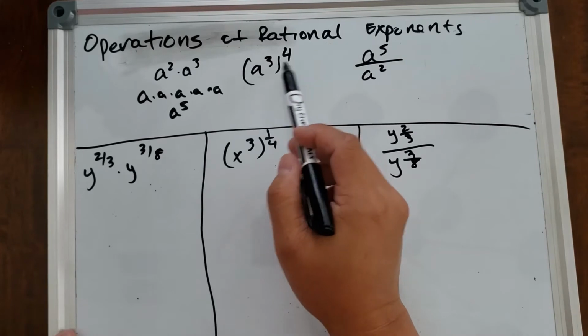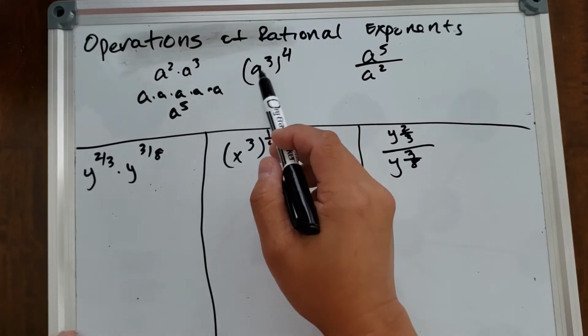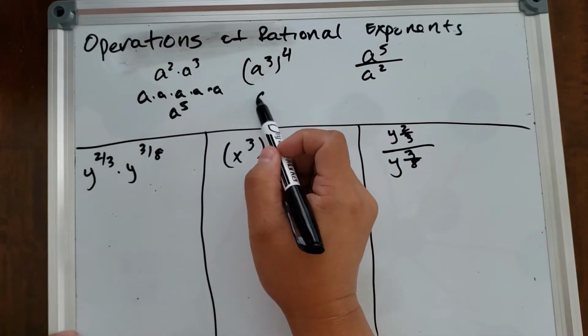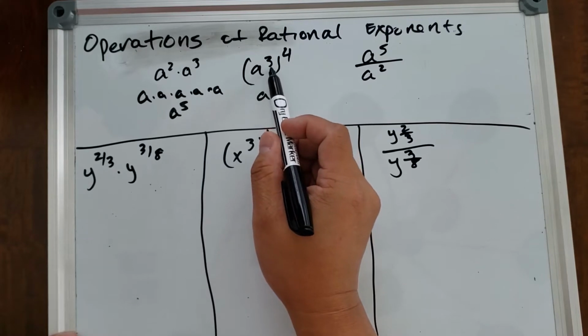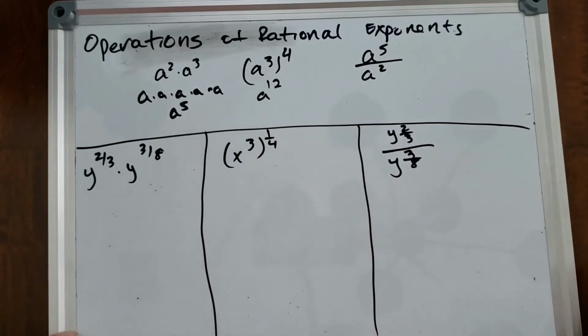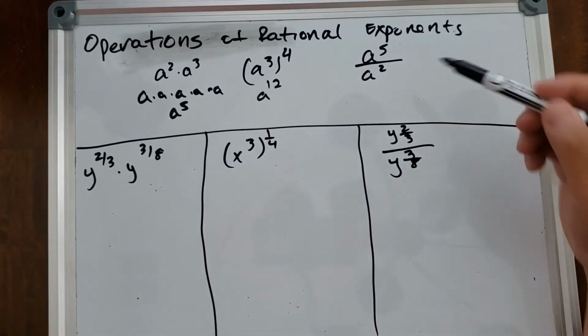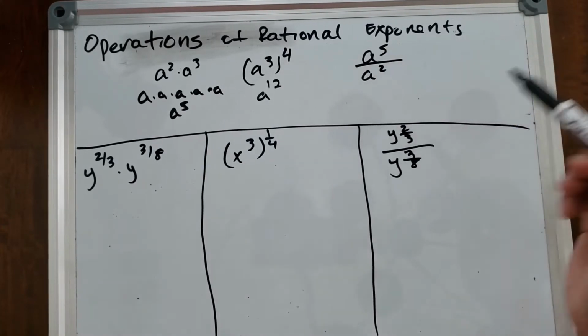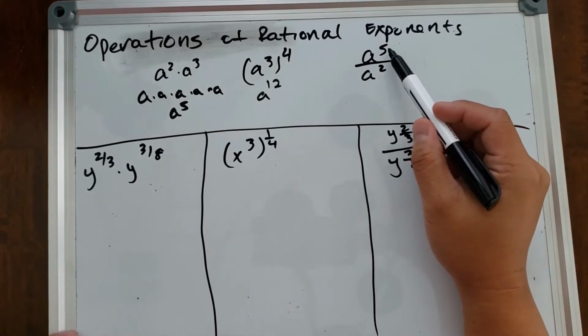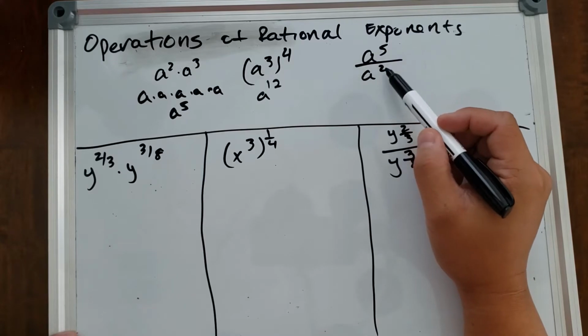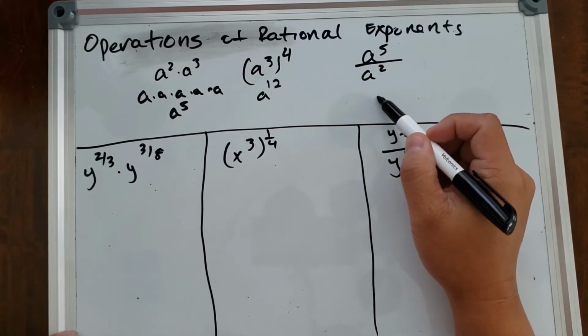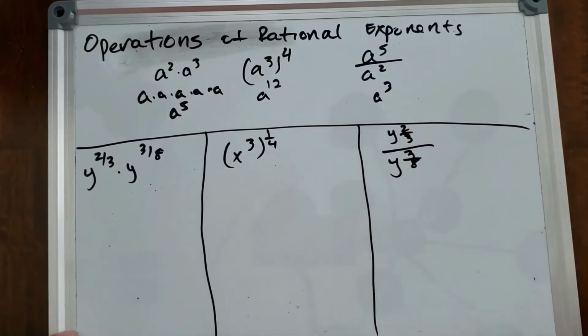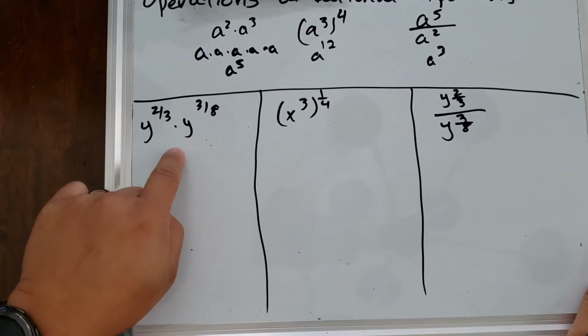When you raise a power to a power, this is a cubed to the fourth power. What you do there is you simply multiply them. So we'll take the 3 and the 4, multiply them, and get 12, right? When you divide, what do you do with the exponents? Well, you just subtract them. So we take the top one, 5, minus the bottom one, 2, and we get a to the 3, right? So we're going to do the same thing here, okay?